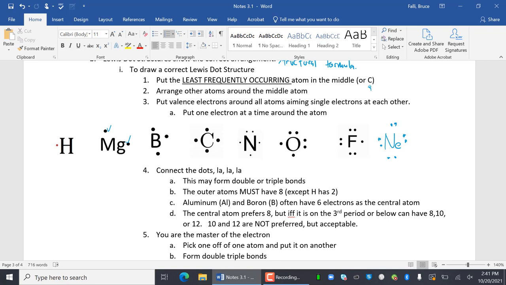And then the central atom prefers eight. But in our geometry terms, if and only if it is on the third period or below, it can have eight or 10 or 12. 10 and 12 are not preferred, but they are acceptable.